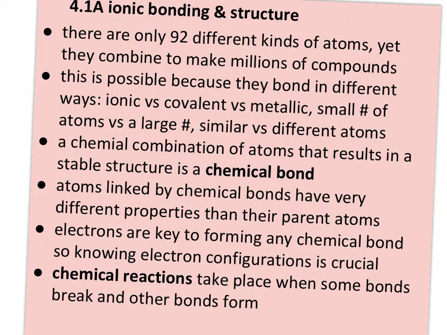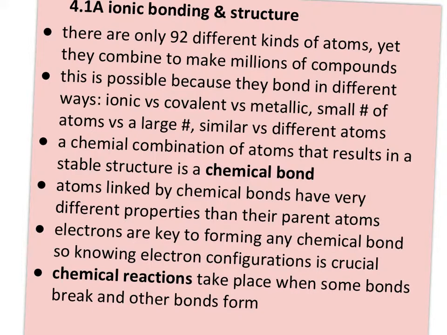Welcome. This video is going to look at the first part of section 4.1 in the Brown IB chemistry book. And in 4.1 they start looking at ionic bonding and just bonding in general. So the idea is that there's only 92 different kinds of atoms or elements, and yet we have millions of compounds around us. So how is that possible? It's possible because they bond or combine in lots of different ways.